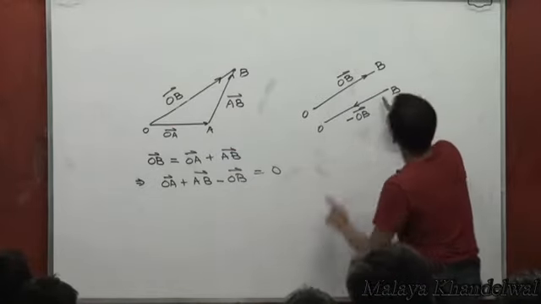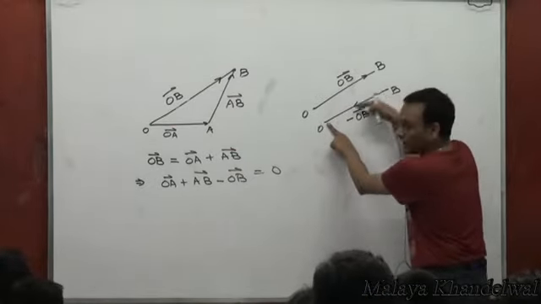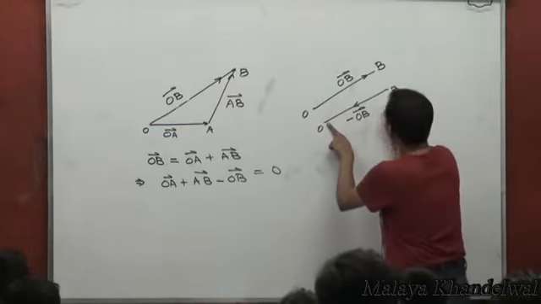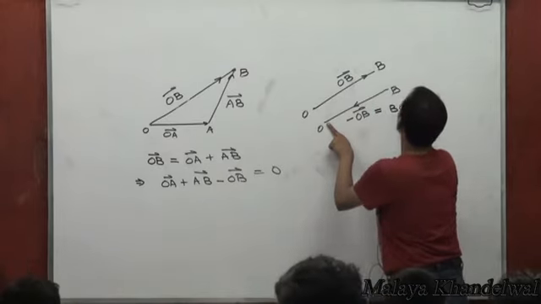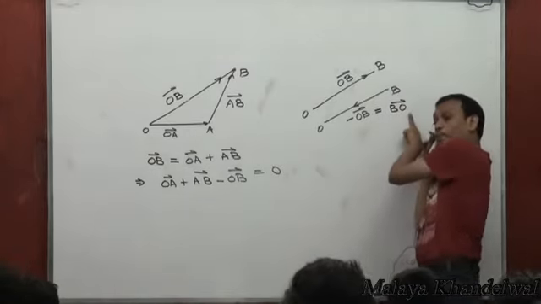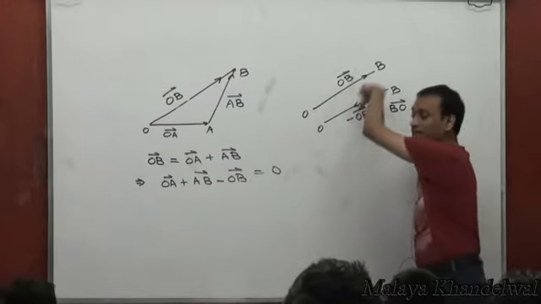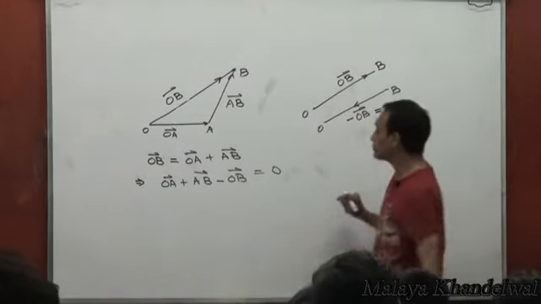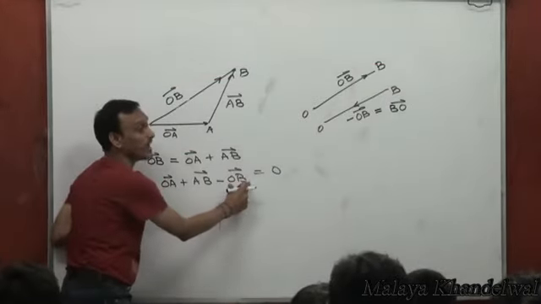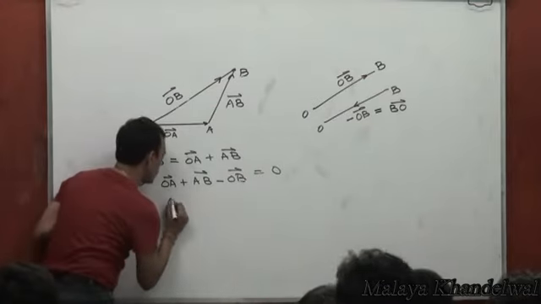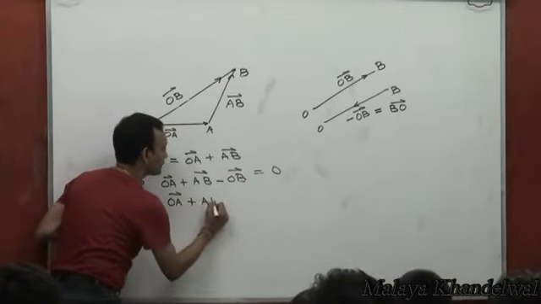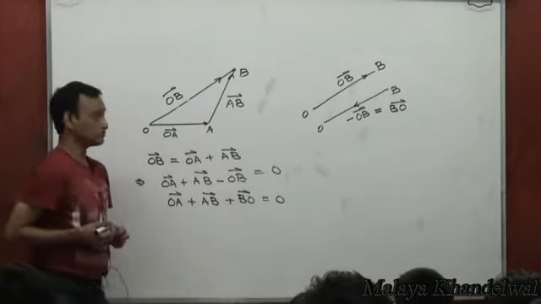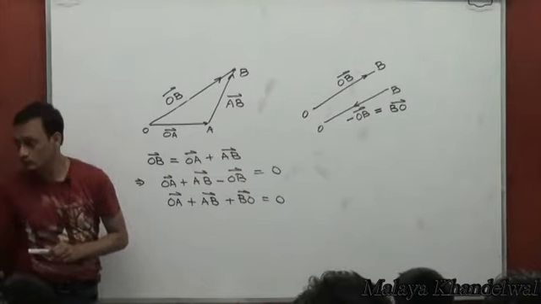But minus OB is actually BO. From B to O is BO. So this vector is actually BO. So minus OB is BO. Yes or no? Minus OB is the vector BO. Clear? Are you confused? So then this minus OB I write as plus BO. So OA plus AB plus BO must be 0. Yes or no? Yes, sir.